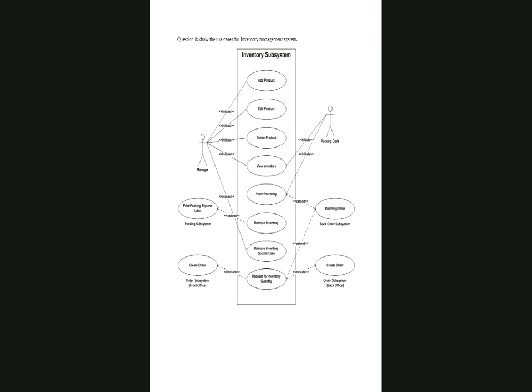So where are all those products? They are not kept in the showroom. They are kept at the backside in the storehouse. Okay. So the inventory subsystem is actually about keeping track of all your products in the shop and also in the back store. Okay. So you have to draw the use case diagram for the inventory management system.